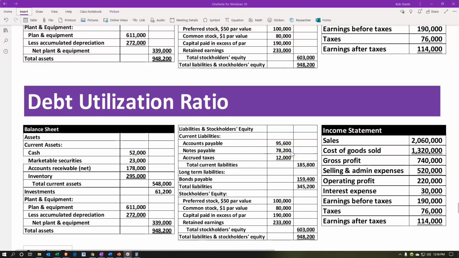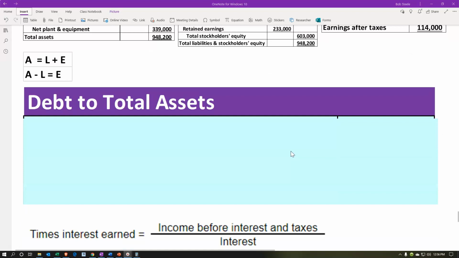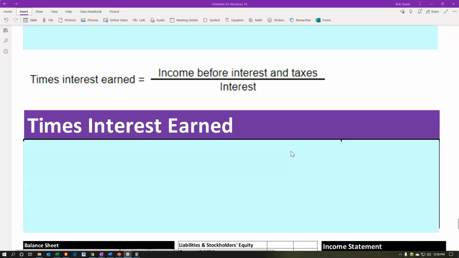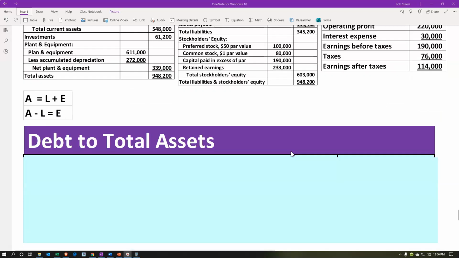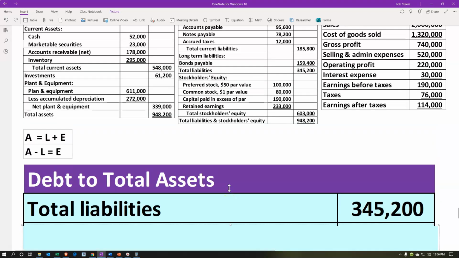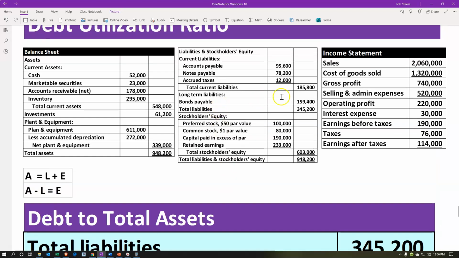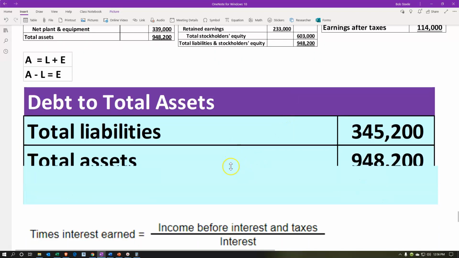Next, we have the debt utilization ratios. We're going to include the debt to total asset ratio and the times interest earned ratios here. So we're going to say, all right, debt to total assets, it's exactly what it sounds like. We're going to take the liabilities, the debt on the balance sheet here. So we've got the total liabilities, including the current and long-term liabilities here. And we're going to compare that then to the total assets.